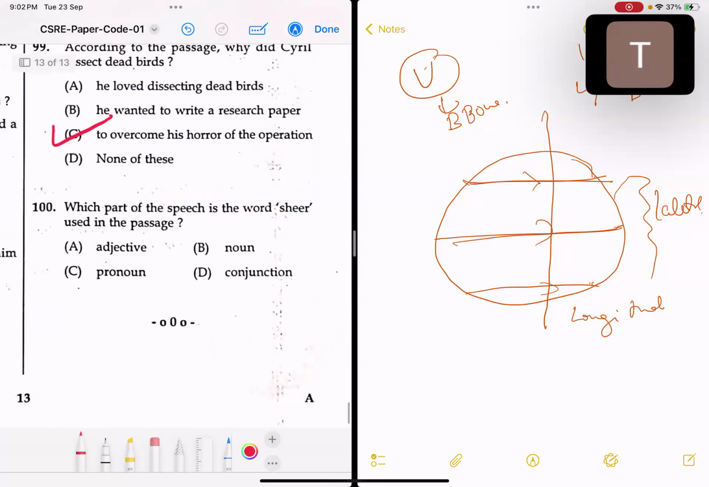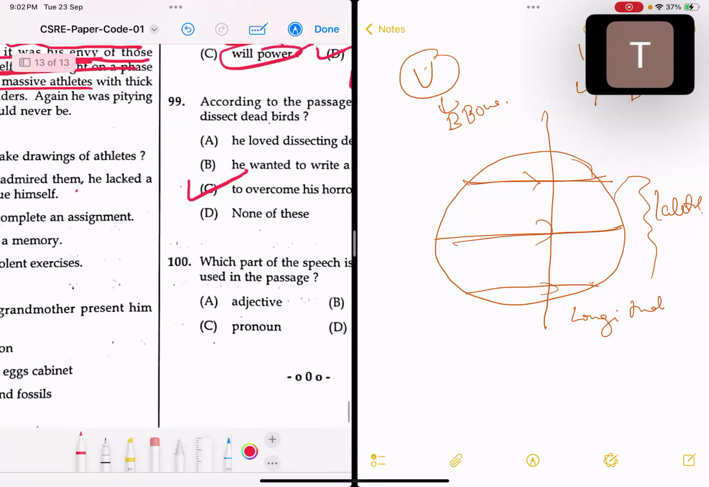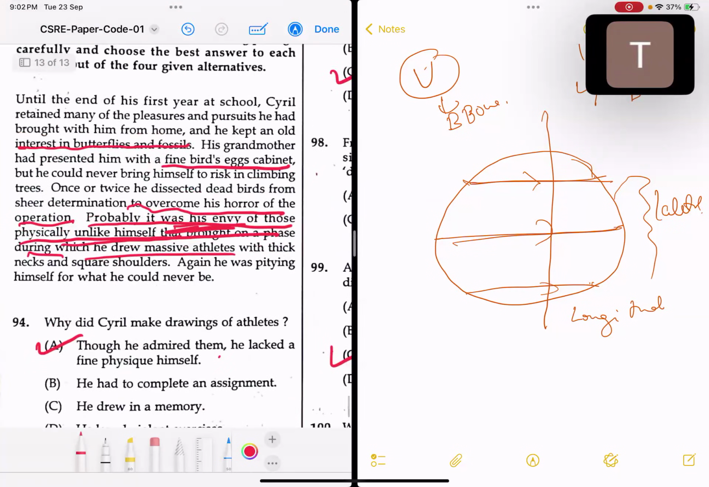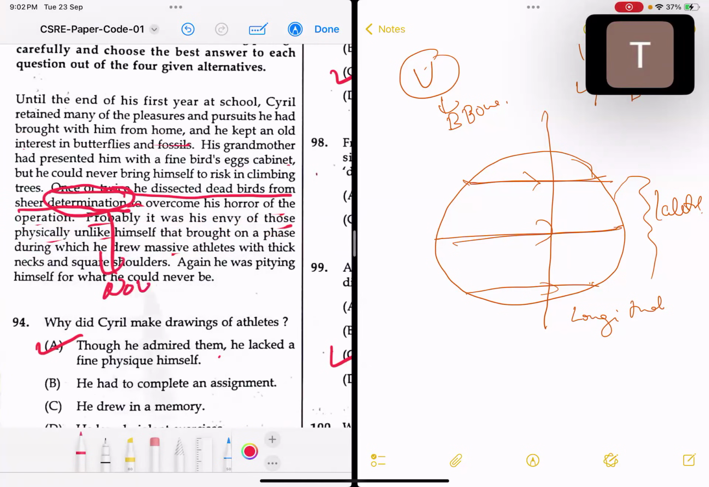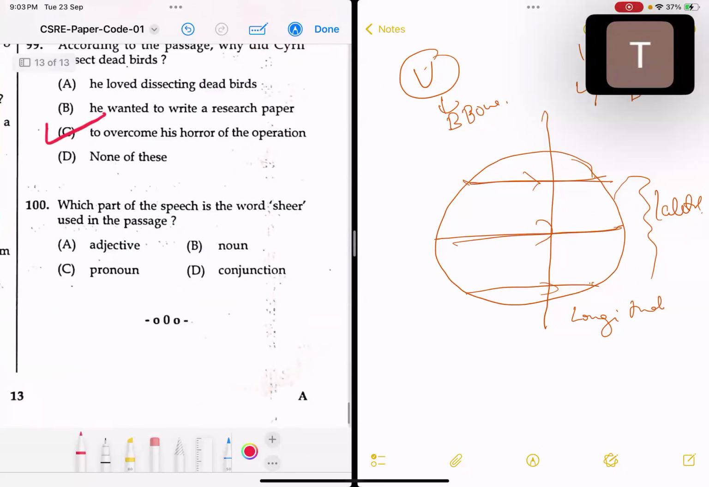And the last is question number 100. Which part of speech is the word sheer used in the passage? Now, let's look at that particular sentence: he dissected dead birds from sheer determination. Determination is a noun. The word sheer is qualifying the word determination, right? Anything that qualifies a noun is an adjective. So the correct option should be adjective.